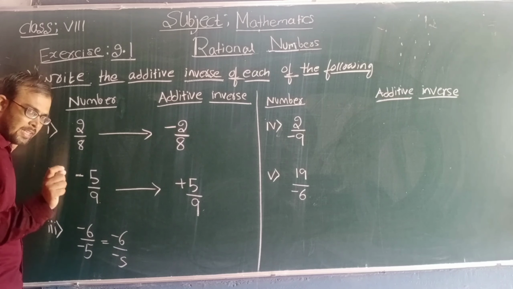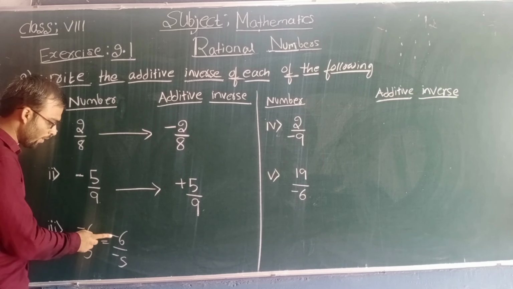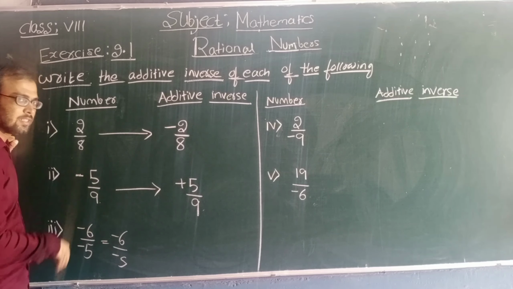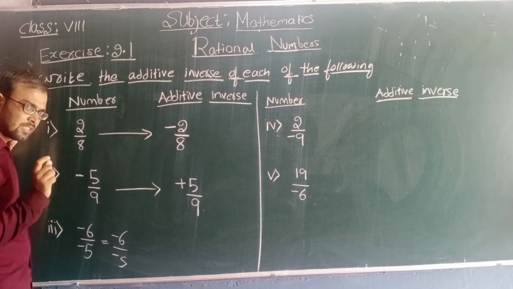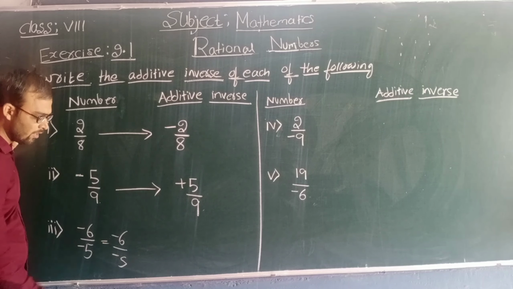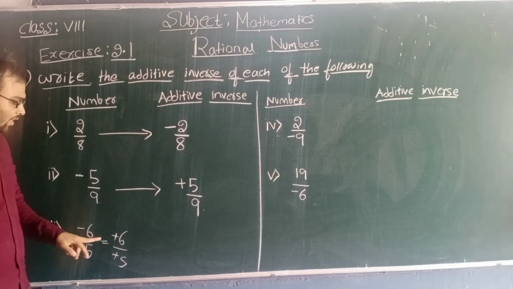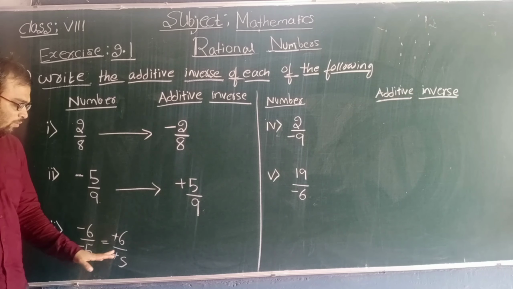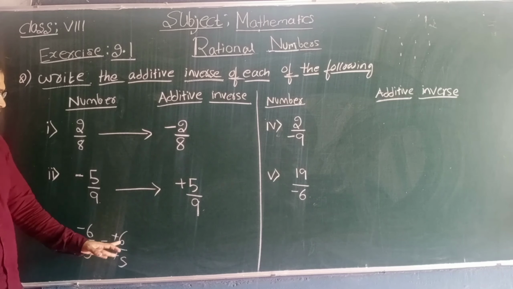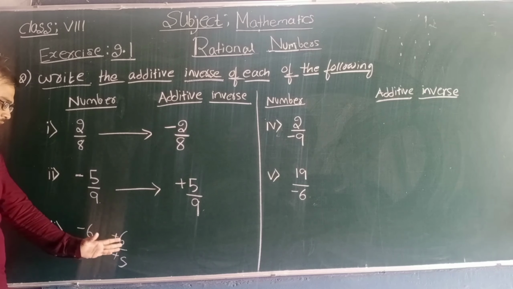As there is a minus sign at both the numerator as well as at the denominator, we can cancel this sign. That is, minus gets cancelled. If minus gets cancelled, what is remaining? 6 by 5. This is a positive, no? 6 by 5.